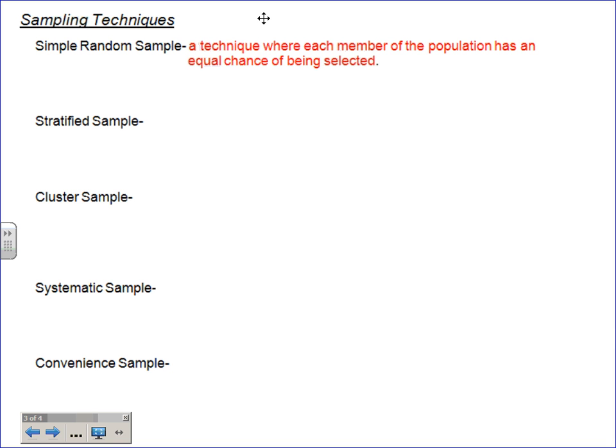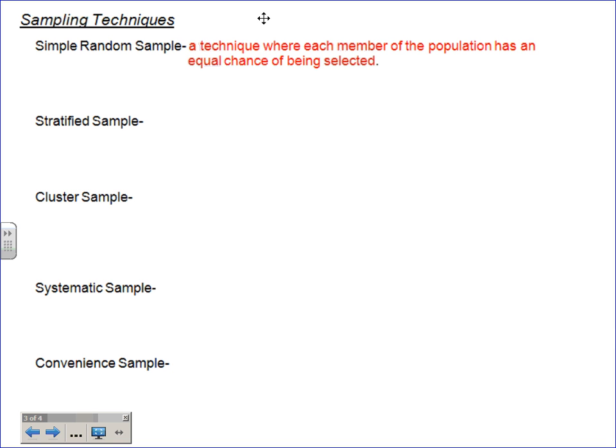Maybe I put all your names in a hat. I pull out a sheet of paper. As long as you were all in there once, or all in there the same number of times, you have an equal chance. That would be a simple random sample. And then I would perhaps ask you a question. Who knows? Does that make sense? Okay.